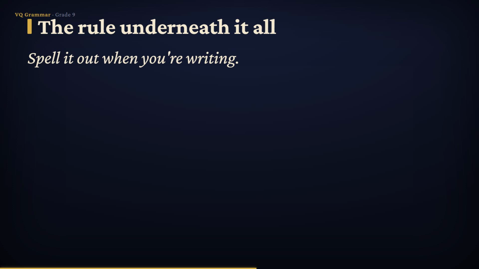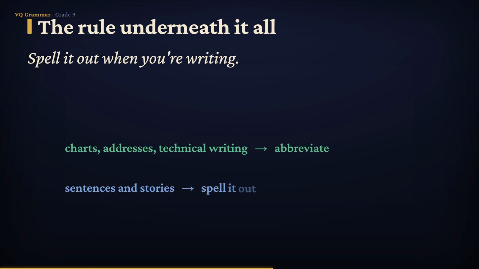Let's step back and name the idea sitting under everything today. Abbreviations are tools for tight spaces. Charts, tables, addresses, footnotes, technical and scientific writing. That's where they belong, and there you abbreviate freely. But in ordinary running text, the sentences and stories you write, you generally spell things out. You write doctor when there's no name, Oregon instead of OR, feet instead of FT, and January instead of Jan.